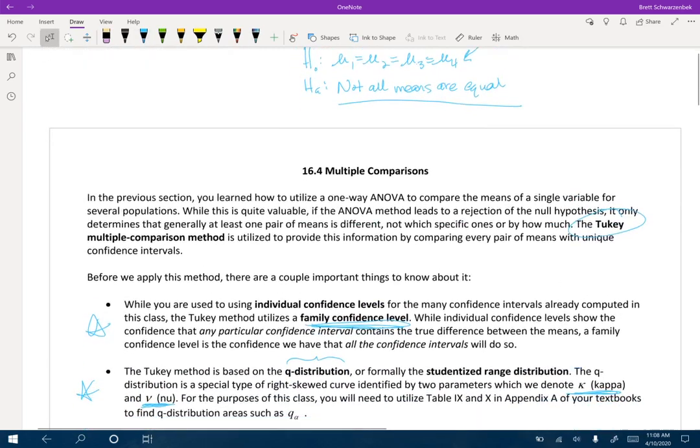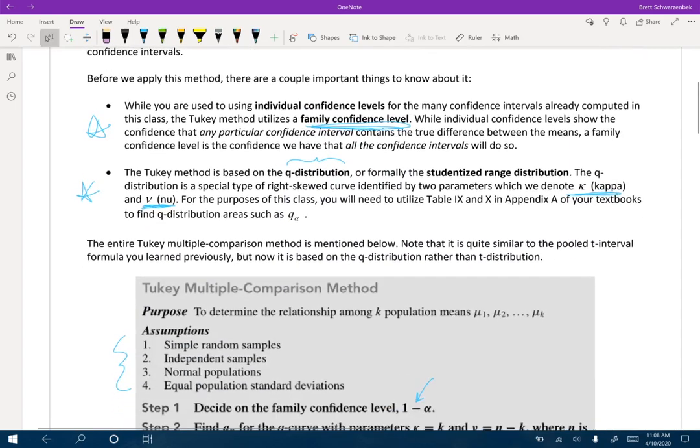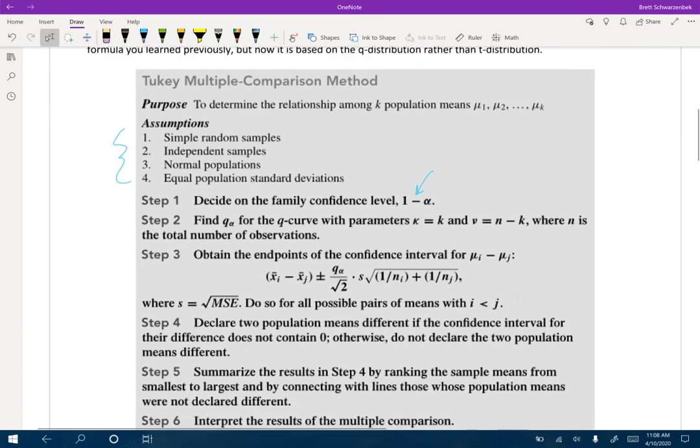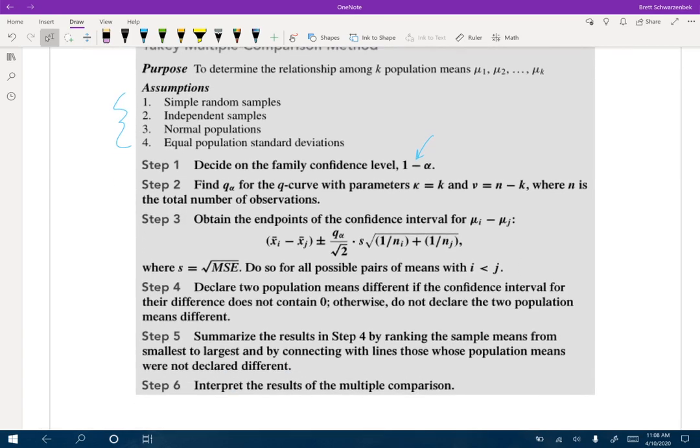So if you do reject H naught, you're going to use confidence levels. The alpha was what's given to you, so you do 1 minus alpha to find the confidence level for your confidence intervals. Okay, you're also going to have to find the value of Q sub alpha with kappa and nu. That's going to be in the formula I'm going to show you in a second.